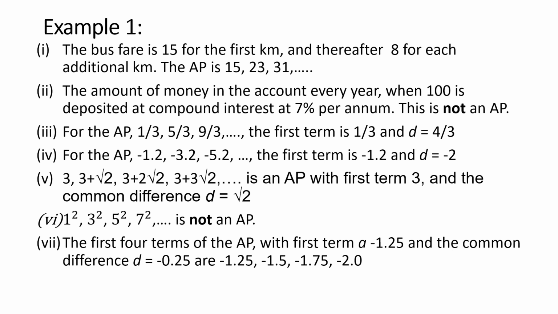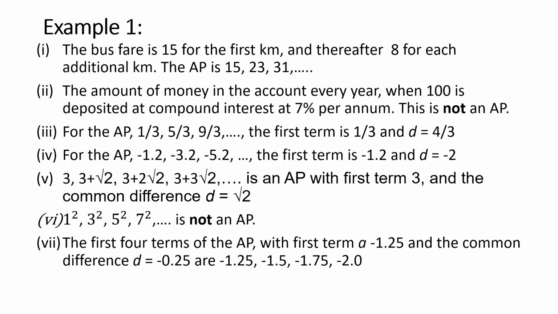Consider the amount of money in the account every year when 100 rupees is deposited at compound interest at 7% per annum. Now this is not an arithmetic progression because for compound interest the principal amount for the second year will be 100 plus 7, which will be 107. So every year the difference will not be the same.